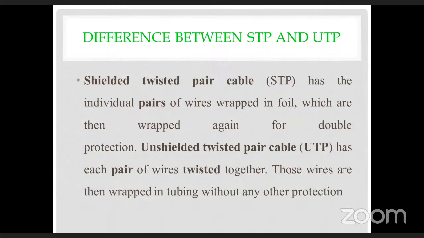Differences between shielded twisted pair cable and unshielded twisted pair cable. Shielded twisted pair cable, in brackets STP, has the individual pairs of wires wrapped in foil, which are then wrapped again for double protection. Unshielded twisted pair cable, in brackets UTP, has each pair of wires twisted together. Those wires are then wrapped in tubing without any protection.